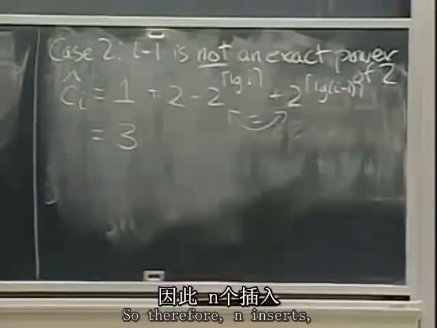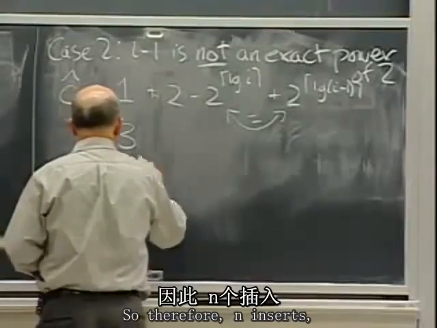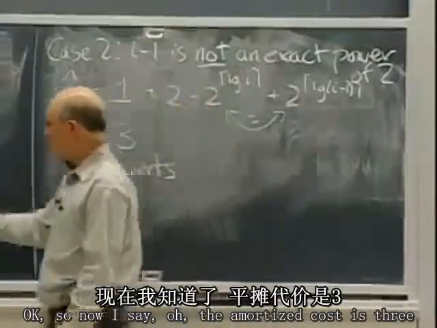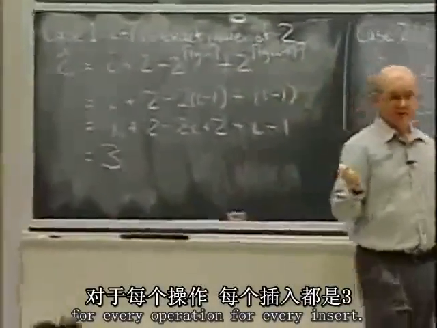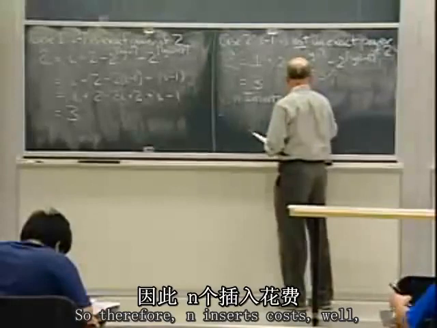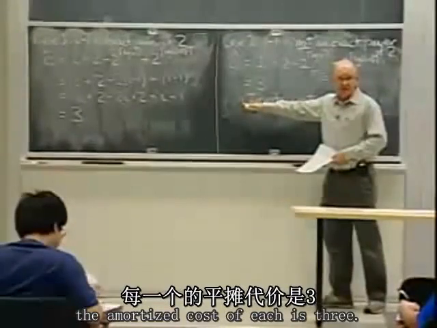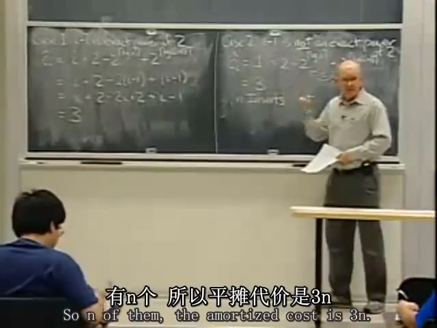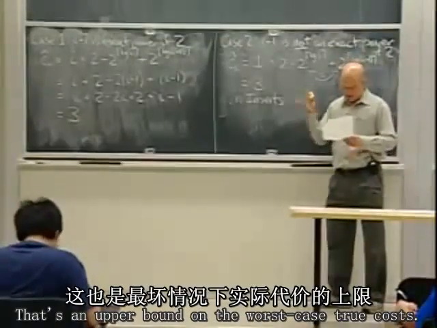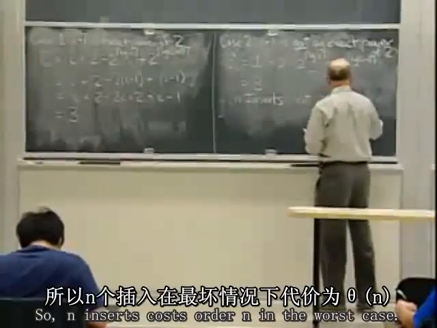Okay. So therefore, n inserts. The amortized cost is 3 for every insert. So n inserts cost, well, the amortized cost of each is 3, so for n of them, the amortized cost is 3n. That's an upper bound on the worst case true costs. So n inserts cost order n in the worst case.